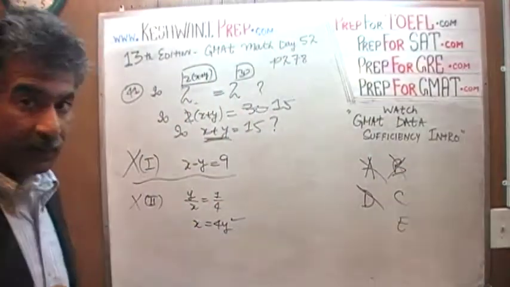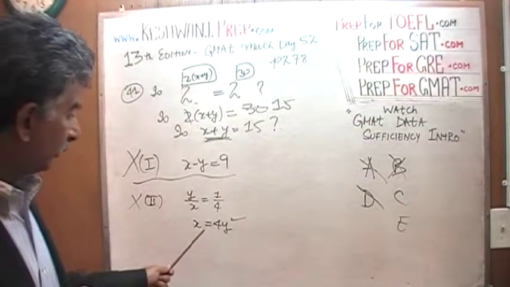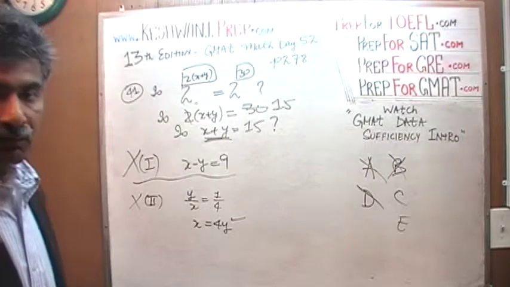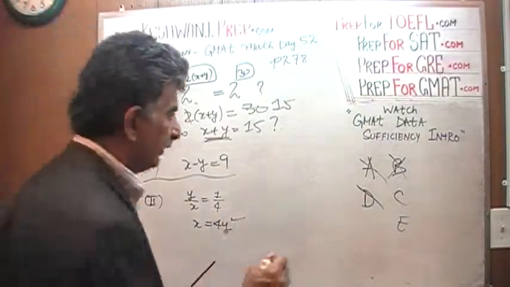But if we put them together, we will have two equations. We needed two equations to solve the two unknowns. We will have the two equations and we can solve for x and y. So the two equations put together do the job, and therefore the answer is C.